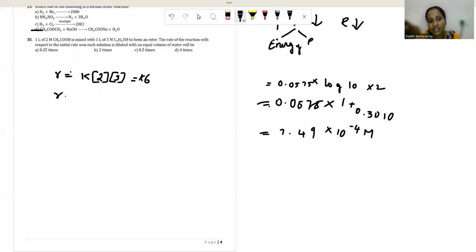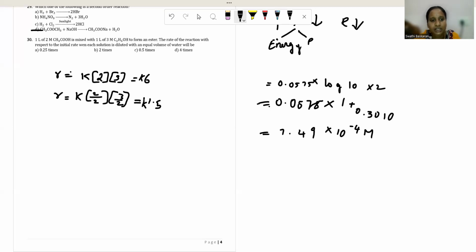In the second case, dilution is happening, and hence 2 by 2, because the concentration is reducing to half, and it becomes 2 by 2 into 3 by 2. Why 3 by 2? Because the 3 molar concentration of ethanol is being reduced to half, and hence it will become 3 by 2. Now the product of these two will become equal to 1.5, that is 1.5K.